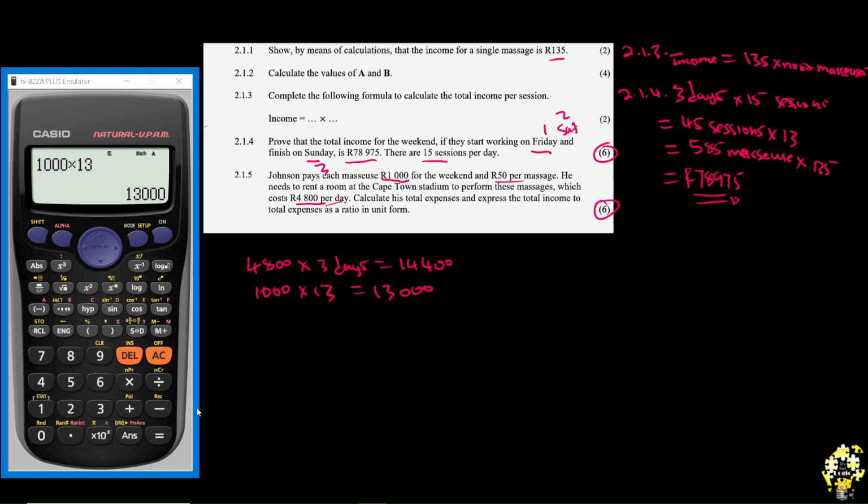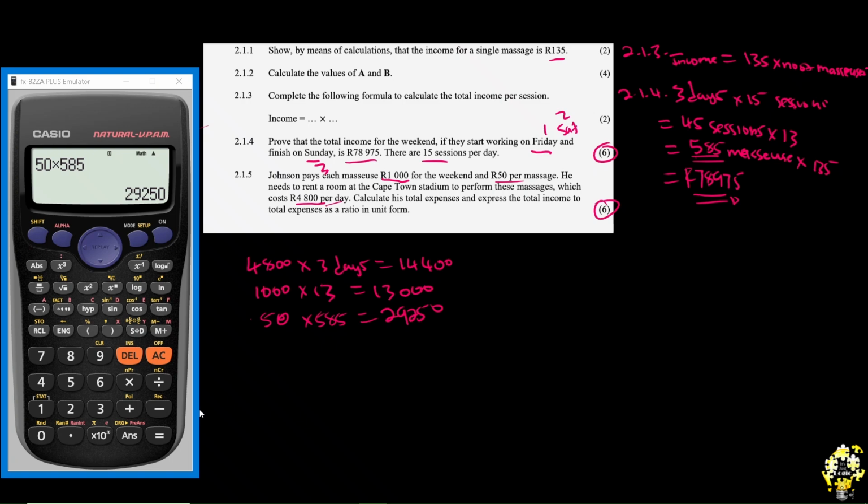50 rand per massage. How many massages did he do? We have calculated here that in 3 days, you could have completed 585 massages. So 50 rand must be paid out for those 585 massages, which is 29,250. That's the cost structure.